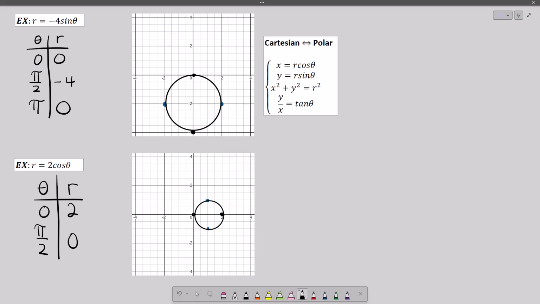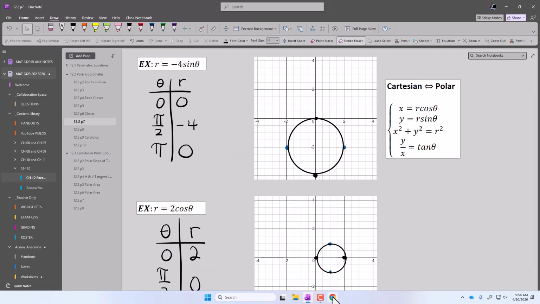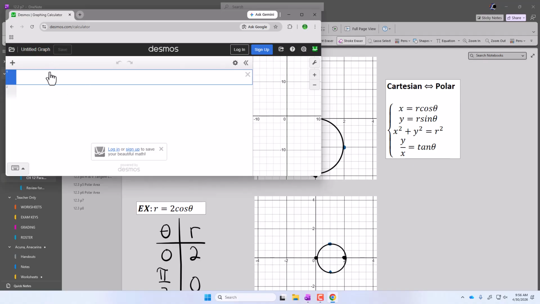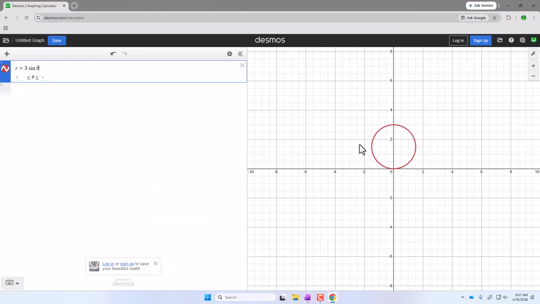So if we looked at Desmos and graphed one of these, what we see is that all the points are plotted. Desmos is great for polar and parametric. So if we graph r equals 3 sine theta, it's going to be there. And if you put a negative, it's going to be below. And if you make this cosine, this is going to be to the left. If I can get in there and rewrite that as cosine. So you can play with a couple of these. It's to the left because it's negative. We make it positive, it goes to the right.